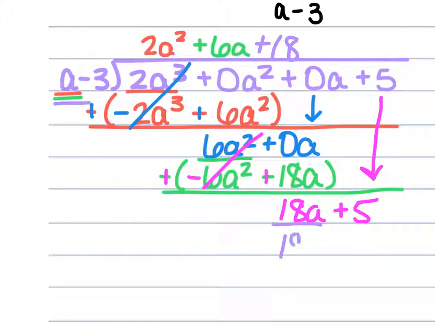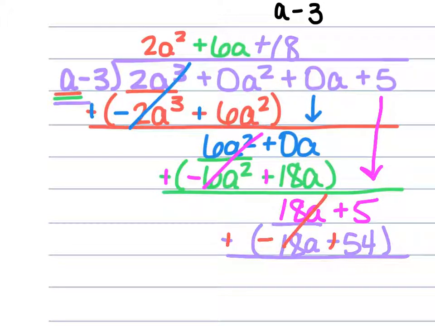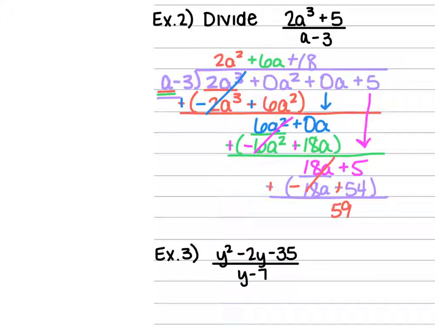So 18 times a is 18a, and 18 times 3 gives us 54. So we're going to plus 54. That's a minus 54. And then I'm going to subtract these. Now it's going to turn into addition. So I'm going to do 5 plus 54, which is 59. So my answer for this one is going to be the 2a squared plus 6a plus 18 plus 59 over.